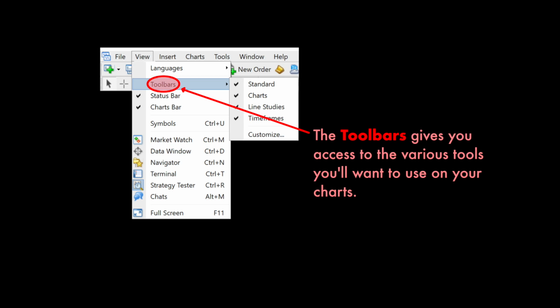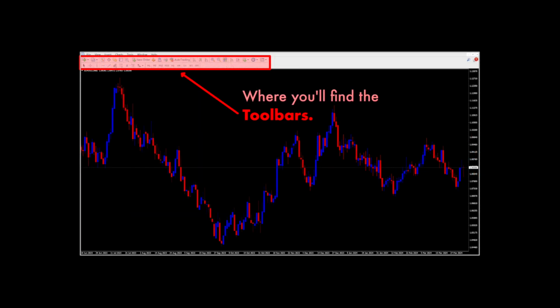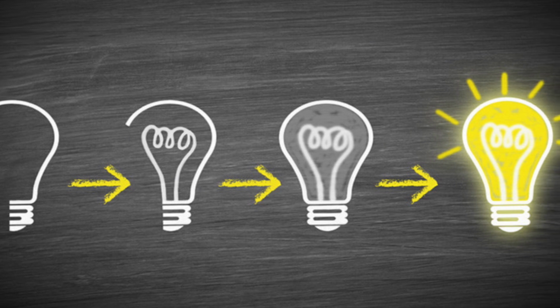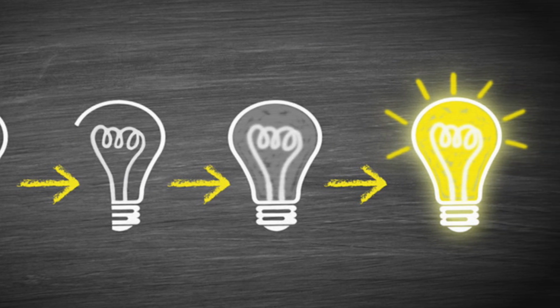The Toolbars tab is where you'll find all the necessary tools for chart work. There are 5 submenus: Standard, Charts, Line Studies, Timeframes, and Customize. We're going to create separate lessons for each one of them due to the amount of information they contain.